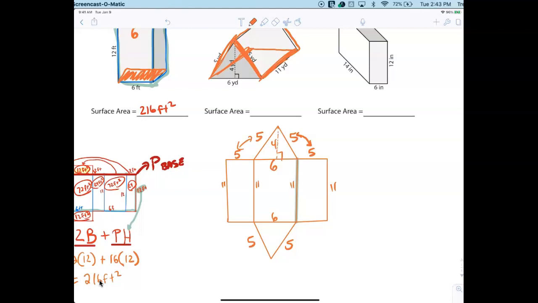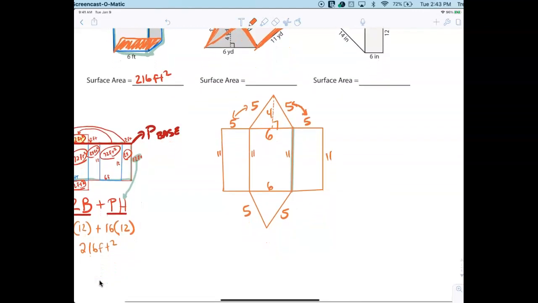Okay, so what's the rectangle on the far left? What's that area going to be? 55, right? Let's just circle it. What's the rectangle in the middle going to be? 66. What's the rectangle on the right? All right, guys, now you got to be careful.